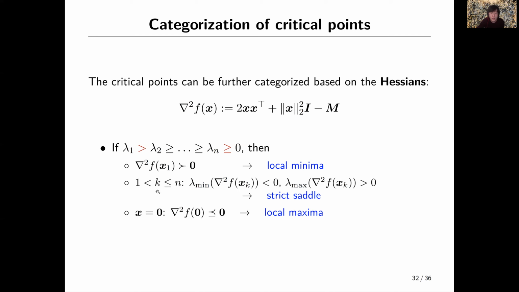Whereas for the other non-zero critical points, by a little bit of calculation, we can see that the minimum eigenvalue is strictly smaller than 0, but the largest eigenvalue is strictly larger than 0. Therefore, these points correspond to strict saddle points. Last but not least, at the origin, the Hessian is negative definite, and therefore it corresponds to a local maxima of the loss function. So the only points that correspond to local minima are exactly the ones that correspond to the solution of our PCA problem, therefore the global minima, while the other critical points are either strict saddle points or local maxima.